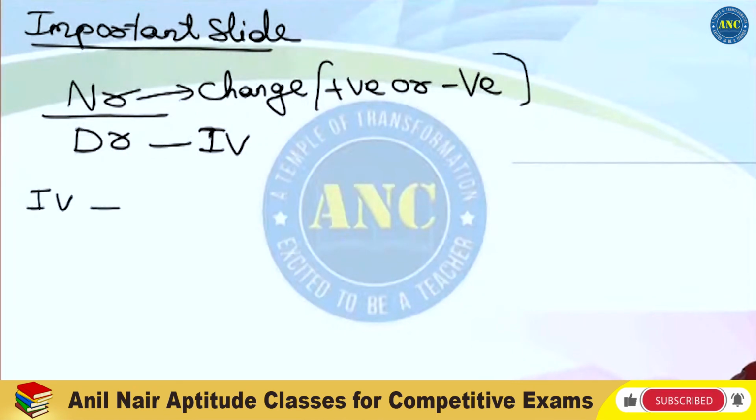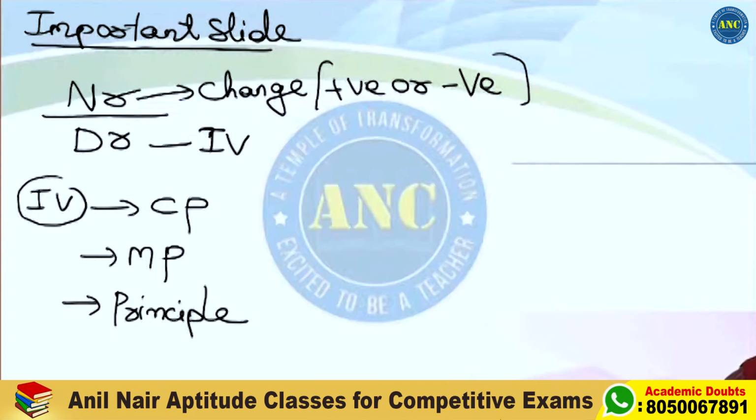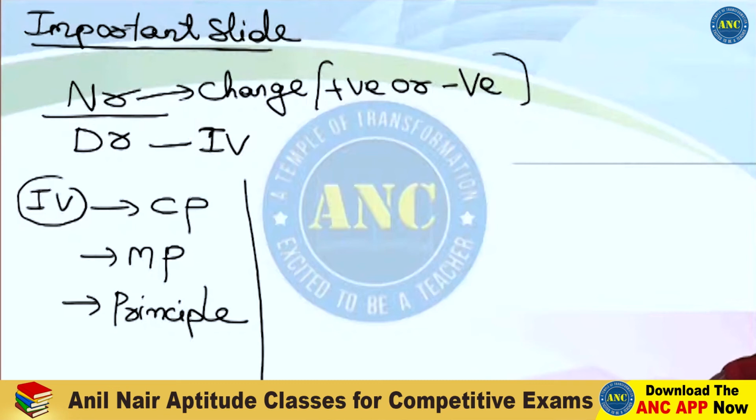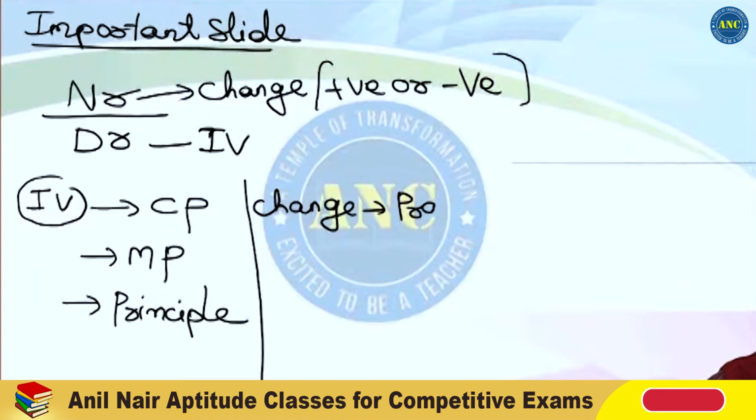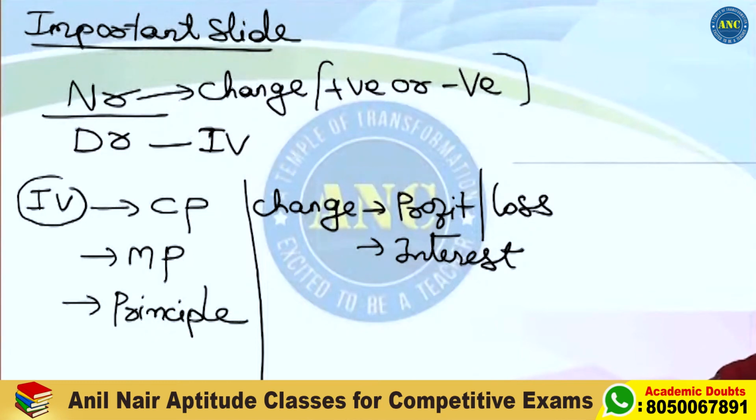Initial value could be cost price. It could be market price. It could be principal. Only the naming changes. That's all. Initial value is either cost price or market price or principal. Change could be a profit if it is positive, or a loss if it is negative, right? Or it is nothing but interest. Name will change, that's all.